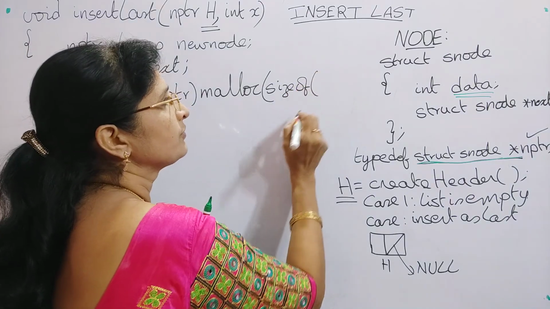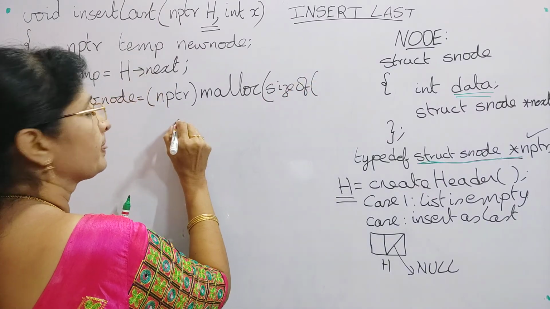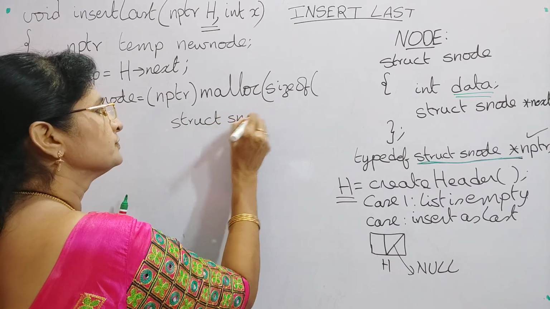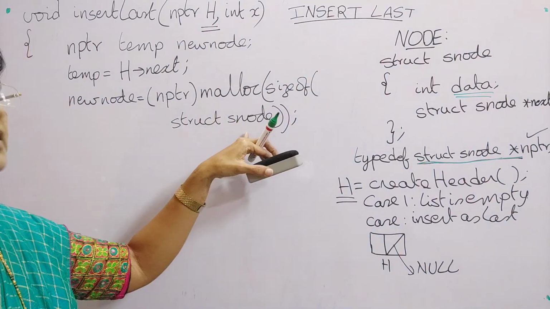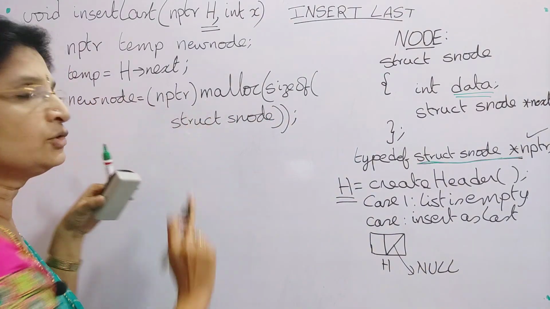So with sizeof, what you can do here is give struct s node. It will return the size occupied by that particular struct s node user defined data type. So that much memory is allocated to new node.